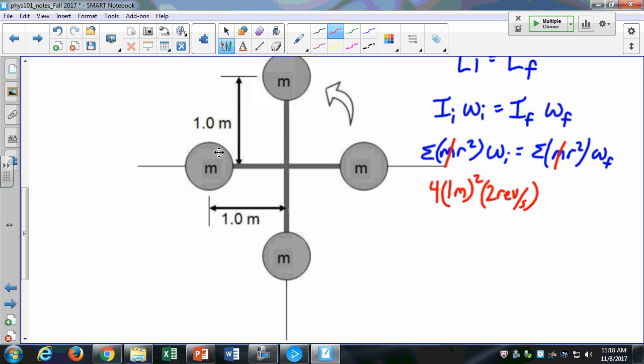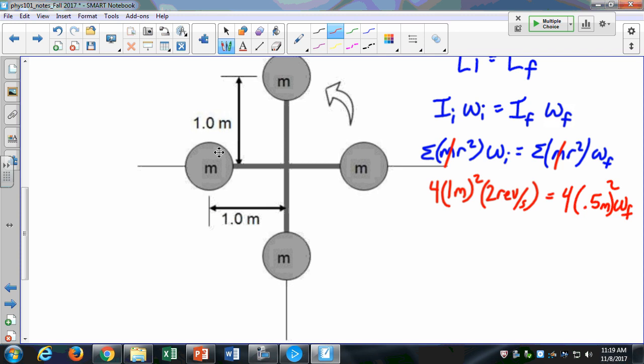And before you answer this, think to yourself, is this thing going to speed up or is it going to slow down? As these masses move in closer, what's going to happen to it? It's going to speed up. It's like your figure skater. Right? And she starts spinning faster. It's because she's changed her moment of inertia. This is going to be 4 times 0.5 meters squared times omega final.